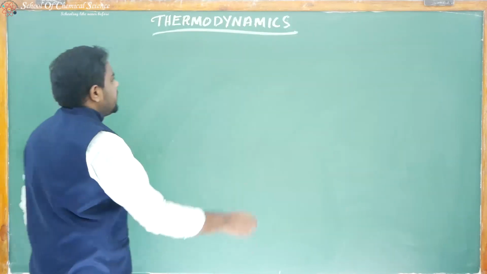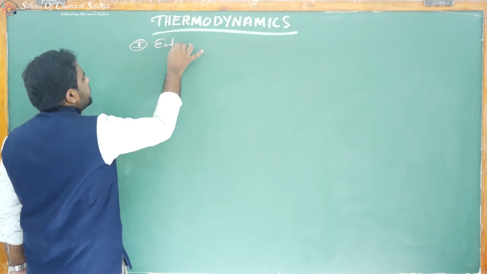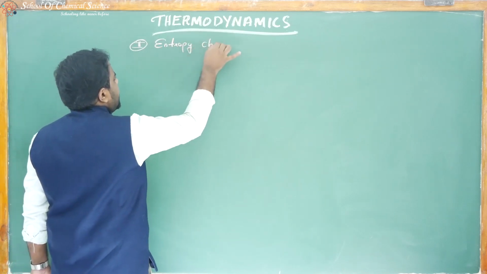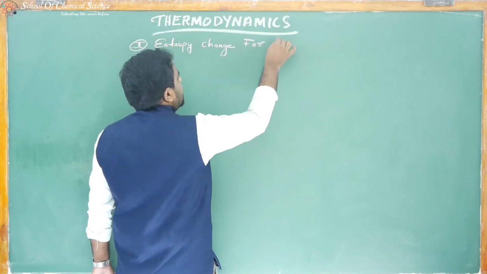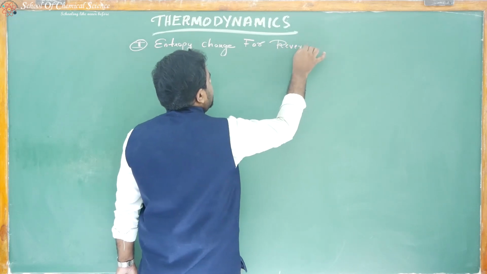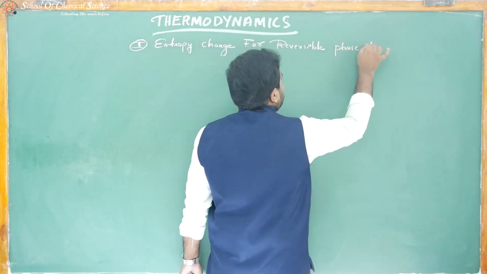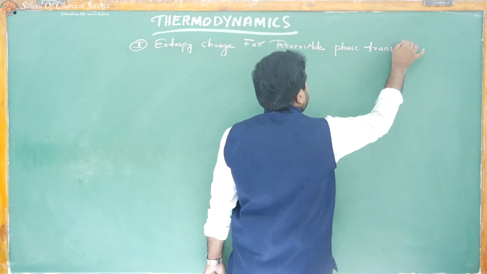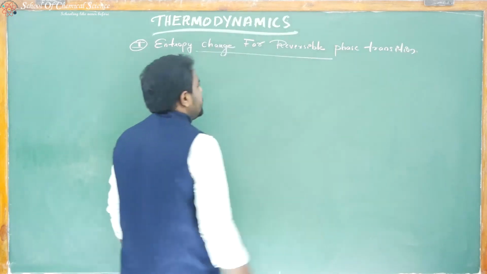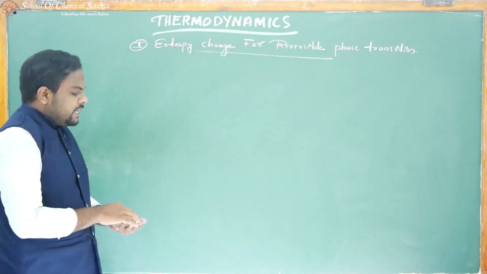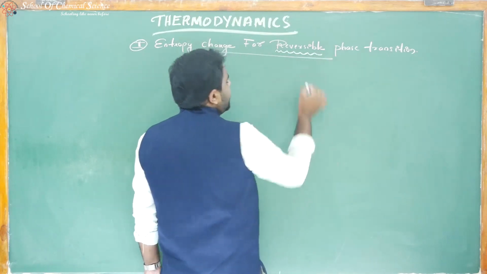Okay, then the second type: entropy change for reversible phase transition. You have to find the entropy change, delta S, for a reversible phase transition. This word is very important: reversible.